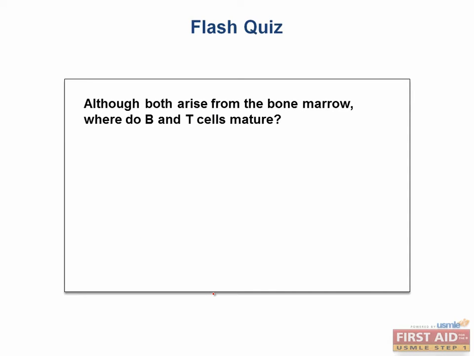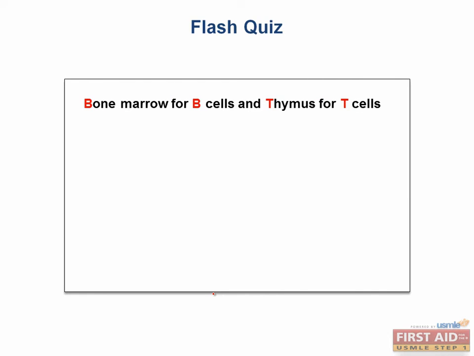Flash quiz. Time for flash quiz. Woohoo! All right, hopefully it's easy again. Although both arise from the bone marrow, where do B and T cells mature? So, bone marrow for B cells and thymus for T cells. It's easy enough, right? And you knew that. The B cells stay in the bone marrow to keep maturing. T cells travel to the thymus. Nice alliteration there.